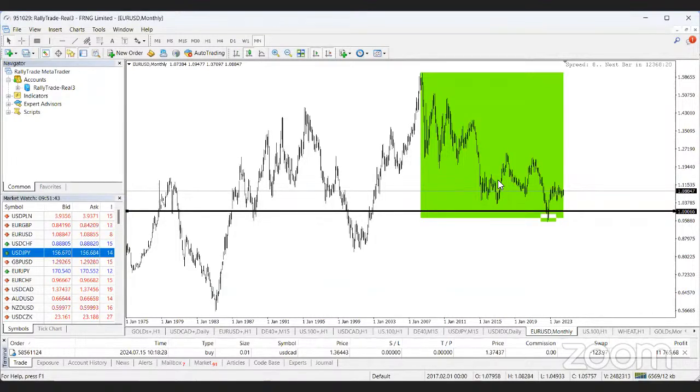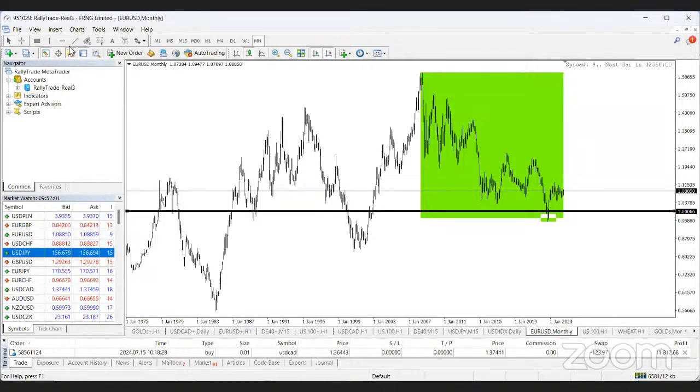So what if $1 is equal to €1? Does it mean that dollar is weak? No. It means that dollar is actually good. Dollar is as good as euro. So if you ask me, I don't think dollar is weak. I think dollar is still very strong. It's still a very strong contender when it comes to currency valuation.